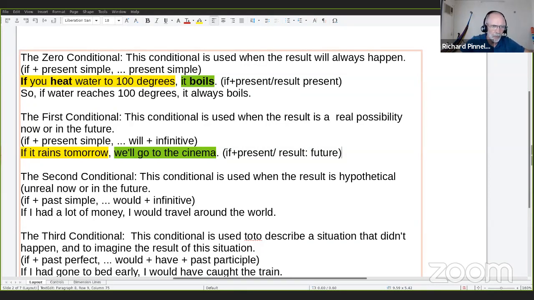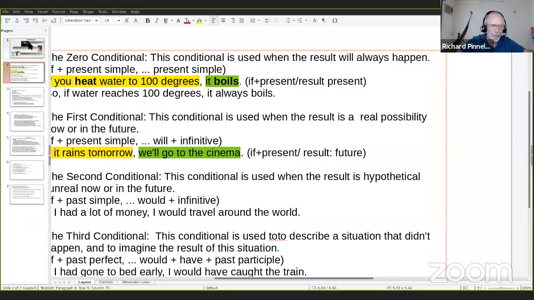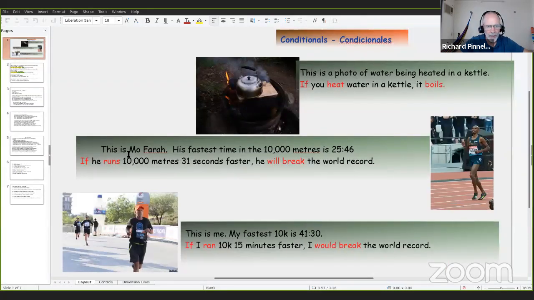So if you go back to the previous page, the previous screen, if Mo Farah runs 10,000 meters 31 seconds faster, he will break the world record. This is a real possibility. So we are using the first conditional.